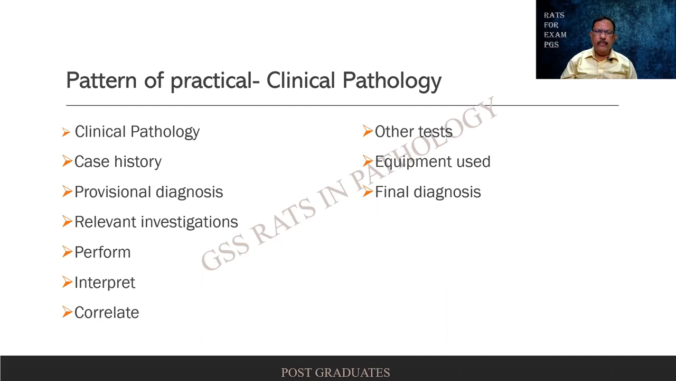Generally, we should be prepared for a complete hemogram. Second one, the basic biochemical investigations. Third one, urine examination. Fourth, some common tests like the blood grouping, Coombs test, etc. You may be asked to perform certain tests. Sometimes you will be asked to interpret the values that can be obtained from the biochemistry department or so. Finally, you will have to correlate and then give a report.